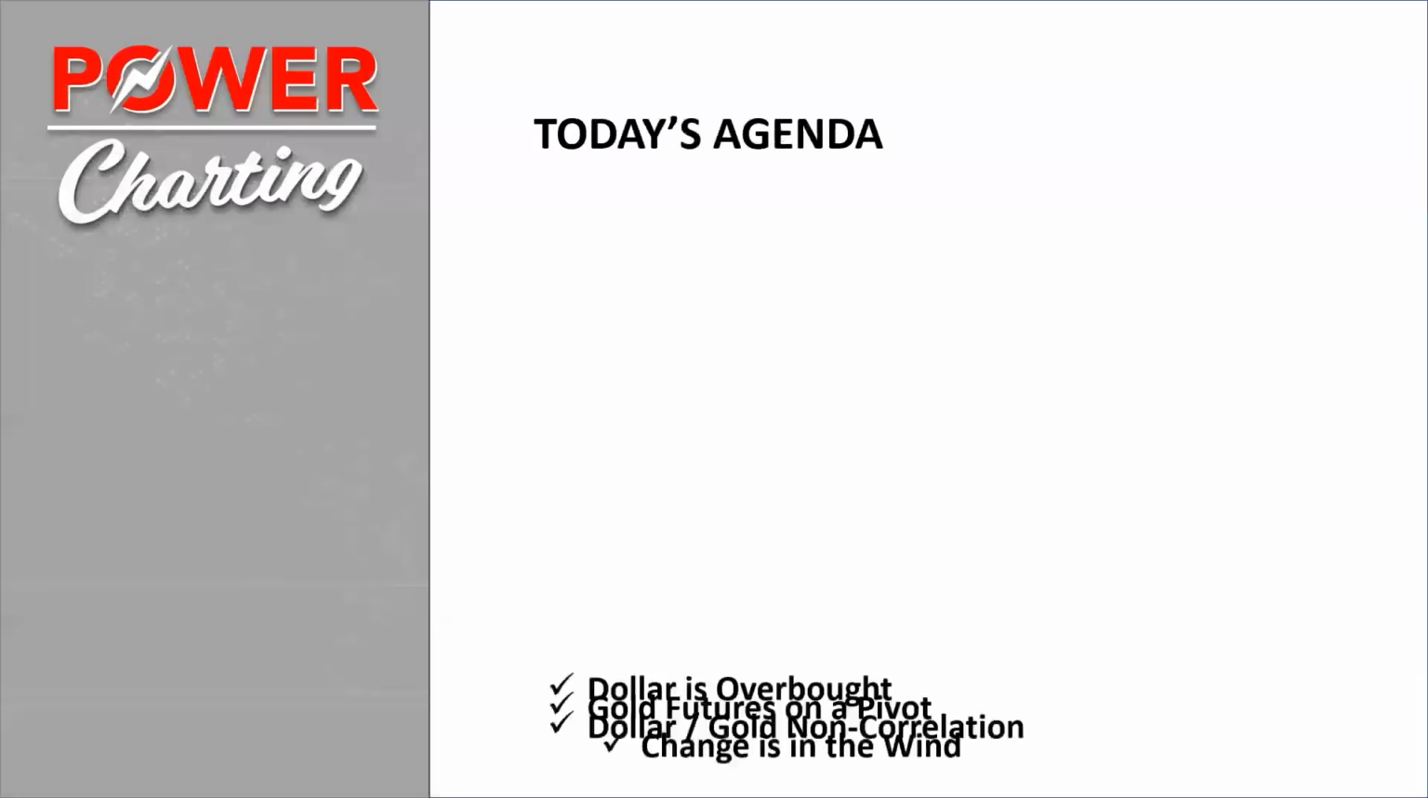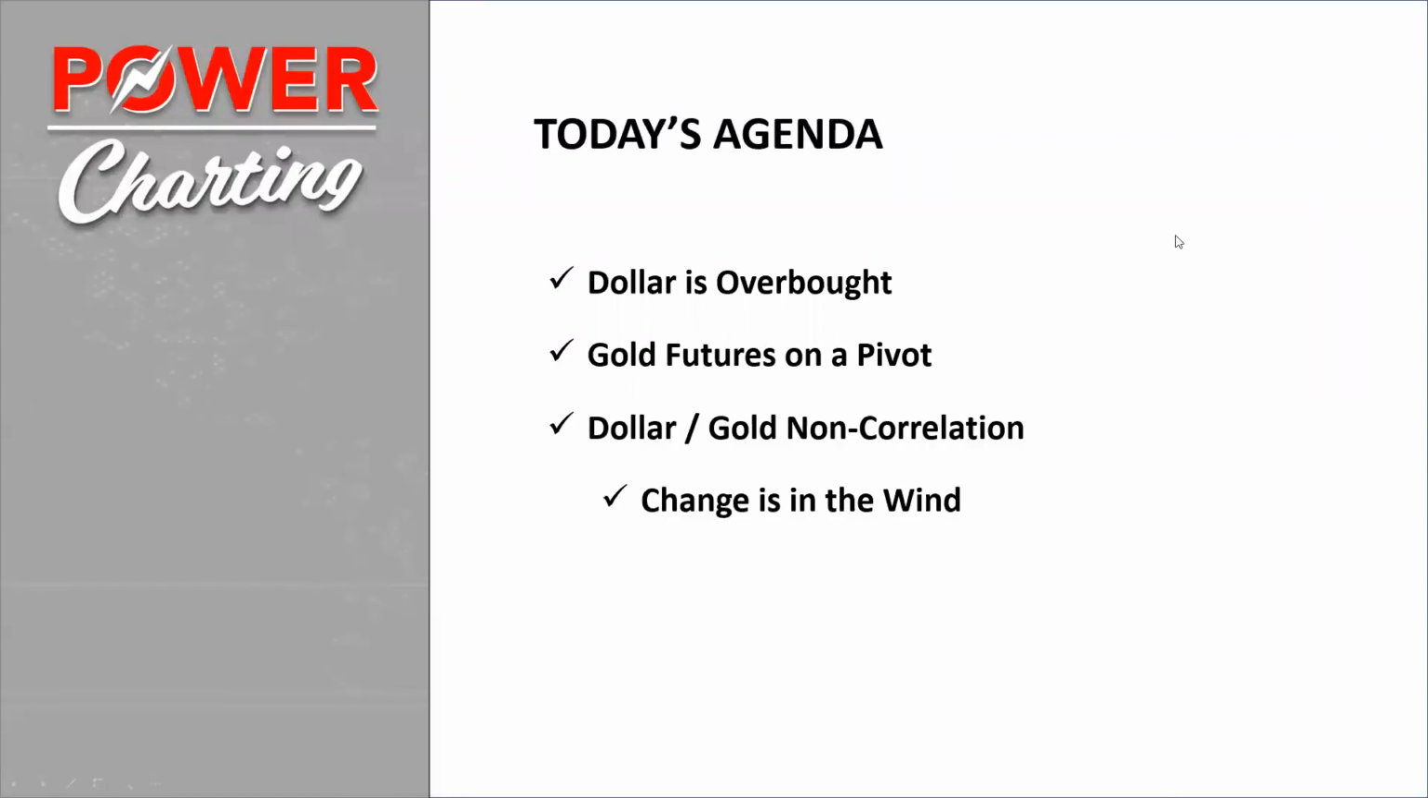So let's get started. Today's agenda: the dollar, is it overbought? And is the gold futures on a pivot, an important pivot for an important move? Dollar and gold generally are non-correlated or inversely correlated assets. So is there something that we can tell from comparing them to each other? And does this tell us whether or not there's change in the wind ahead?